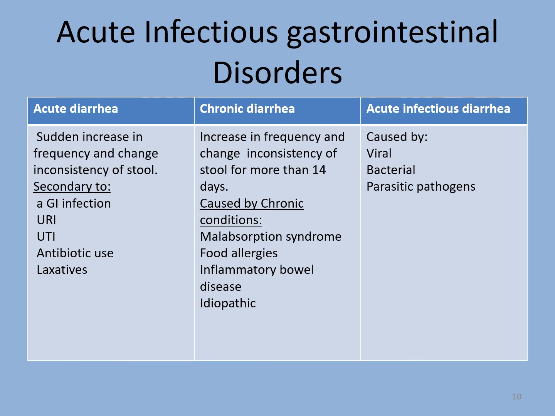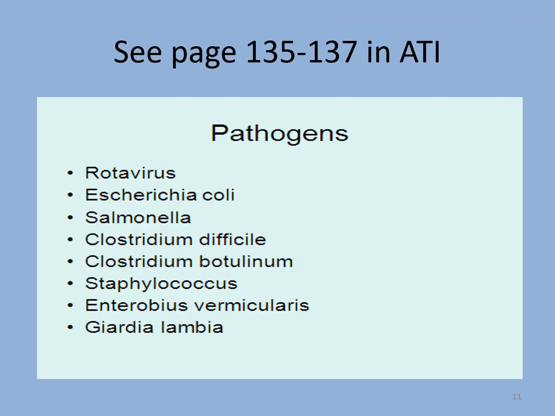The child with acute infectious diarrhea generally has been exposed and has picked up a viral, bacterial, or parasitic infection. These are the pathogens we see in acute infectious diarrhea. Note one on here, the vermiculus. The other name for that is pinworms. It could actually cause a little diarrhea, so it falls into this category.